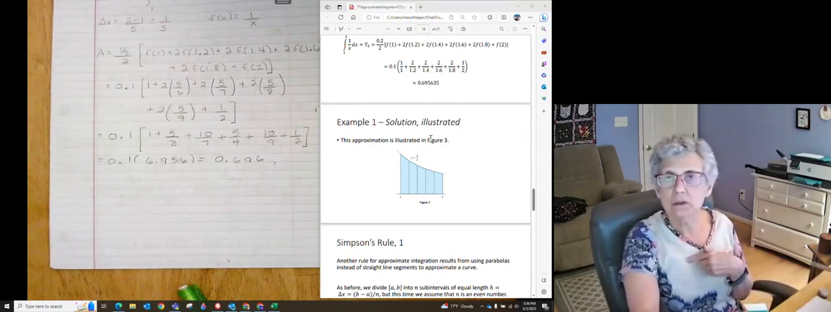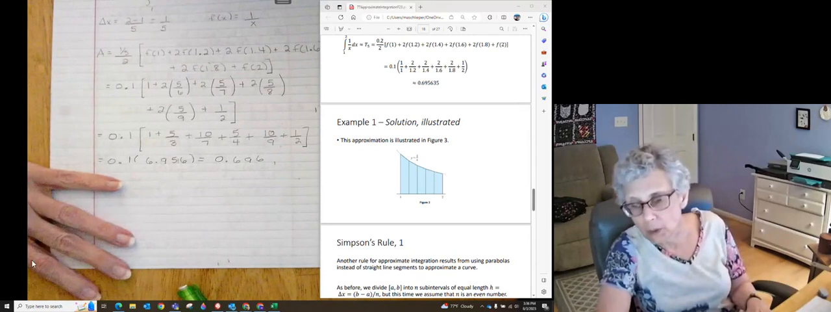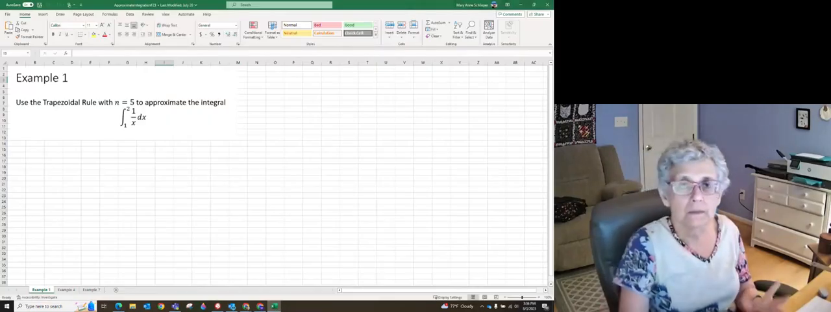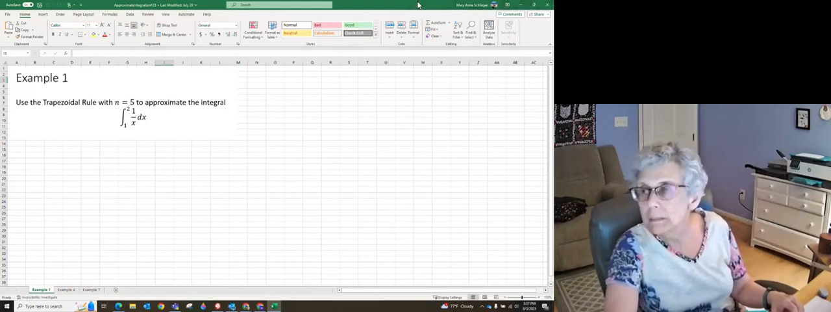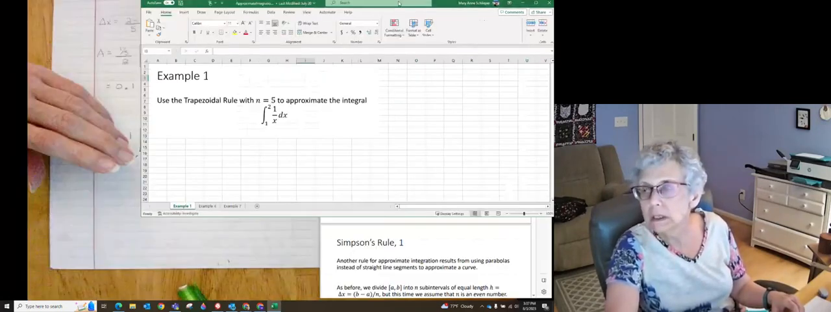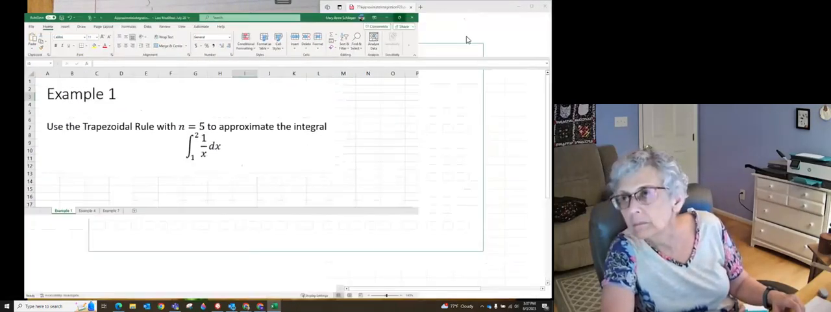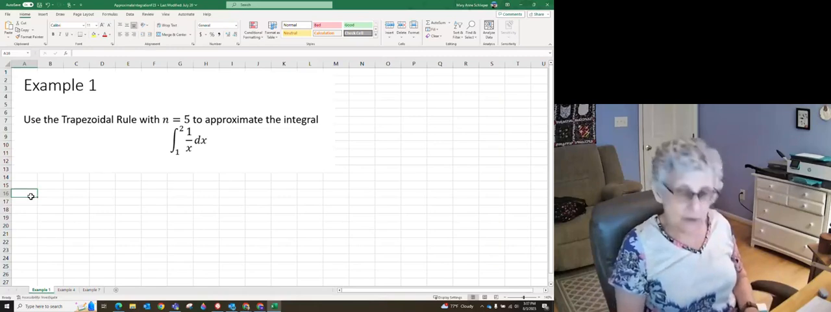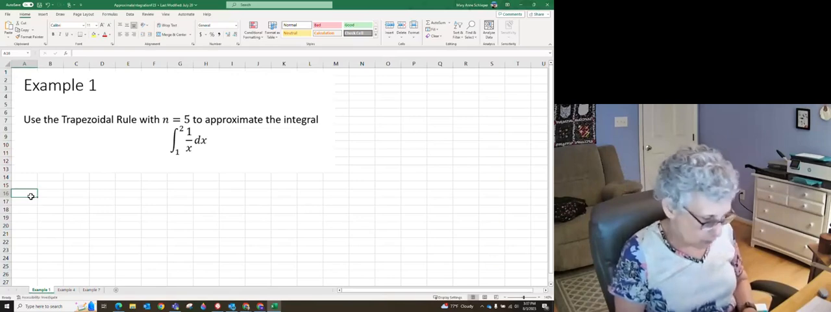So let's use a tool that you can use to do your WebAssigns, but not on test day. We'll go ahead and try one of these with Excel. So this is example 1, the exact same thing that we just did. Let me make this bigger so we can see it better. There we go. And I'm going to make a little table. When I'm using Excel, I like to make a table. You can make a table on your paper if you want to.